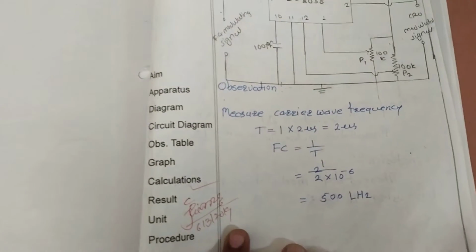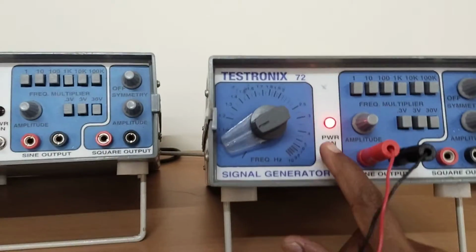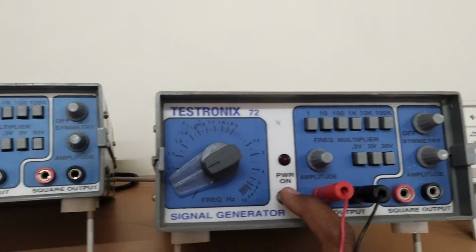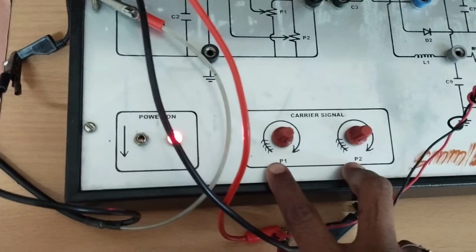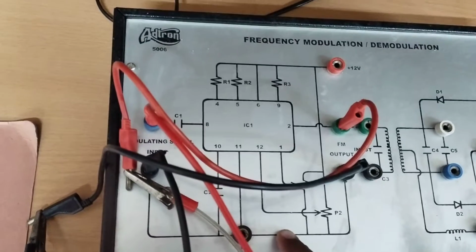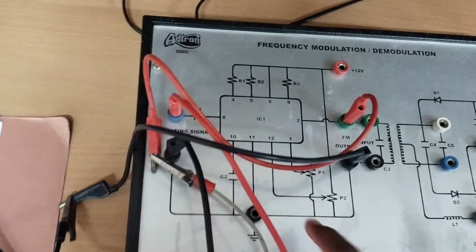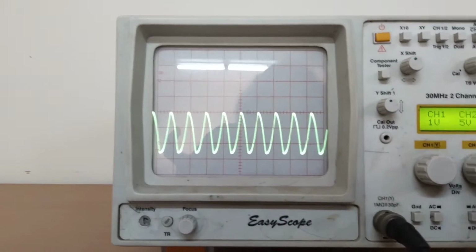Firstly, we observe the carrier wave. The carrier wave appears when the input signal is off. Then we adjust these two ports, P1 and P2, which are connected in the circuit connection for frequency modulation, and observe the output waveforms on the CRO.